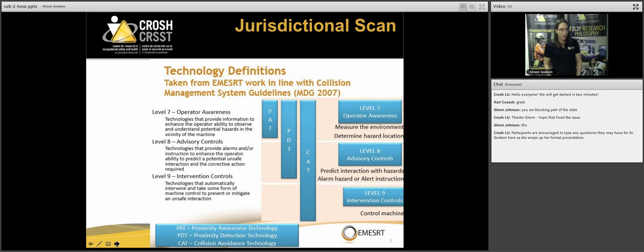Technologies that provide information to enhance the operator's ability to observe and understand the potential hazards in the vicinity of the machine, they've labeled as their operator awareness. We've got level 8, which is advisory control. So the technology then provides some sort of alarm or instruction to enhance the operator's ability to predict an unsafe interaction. And the level 9, which I was referring to as collision avoidance type of technology, these are technologies that automatically intervene and take some sort of machine control to prevent an accident from happening.